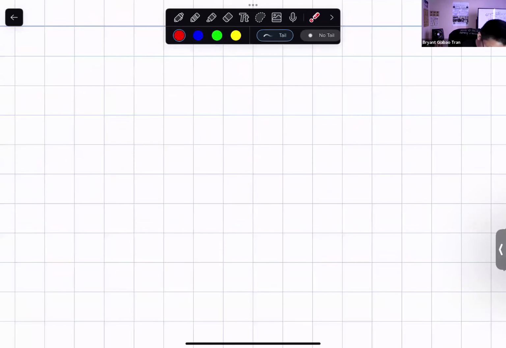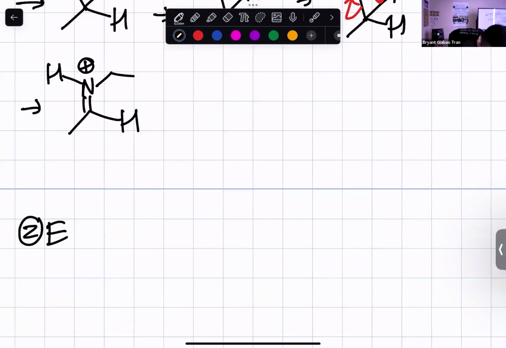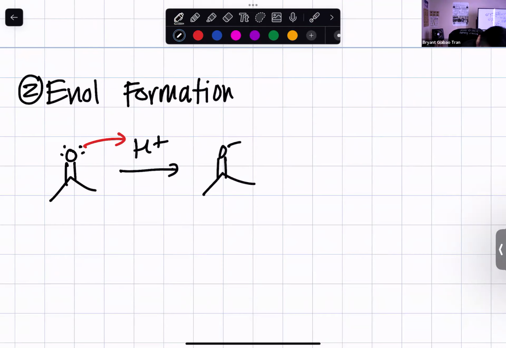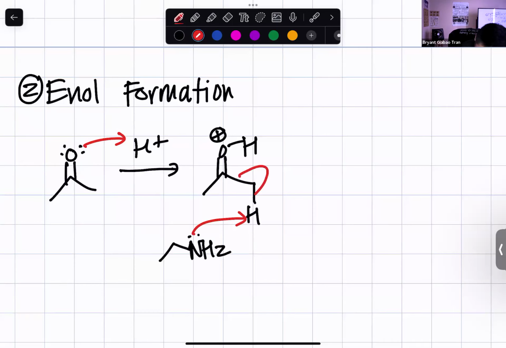Our second step of the mechanism is to form the enol. And that's going to come from the less reactive carbonyl, like this. In acidic conditions, this less reactive carbonyl is going to get protonated, giving us this protonated carbonyl with a positive charge. And then our best base is going to deprotonate that alpha hydrogen, make a double bond there, push the double bond onto oxygen, and form our enol. And that's it for the second step.